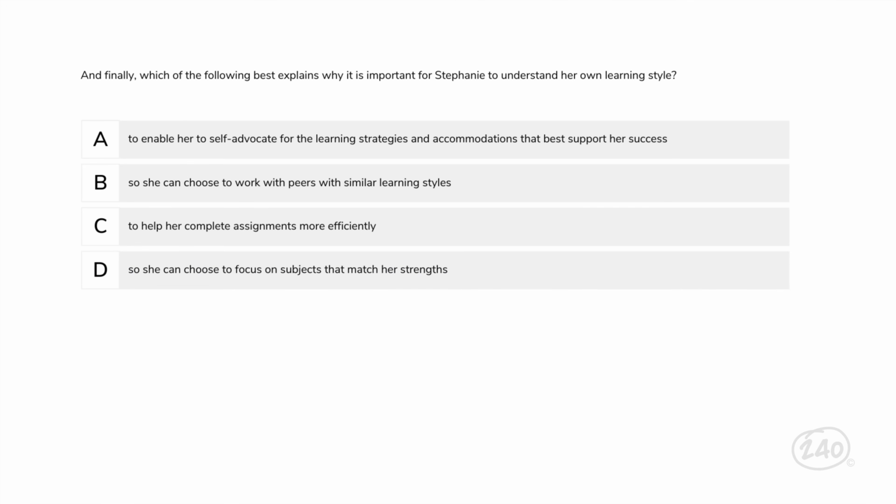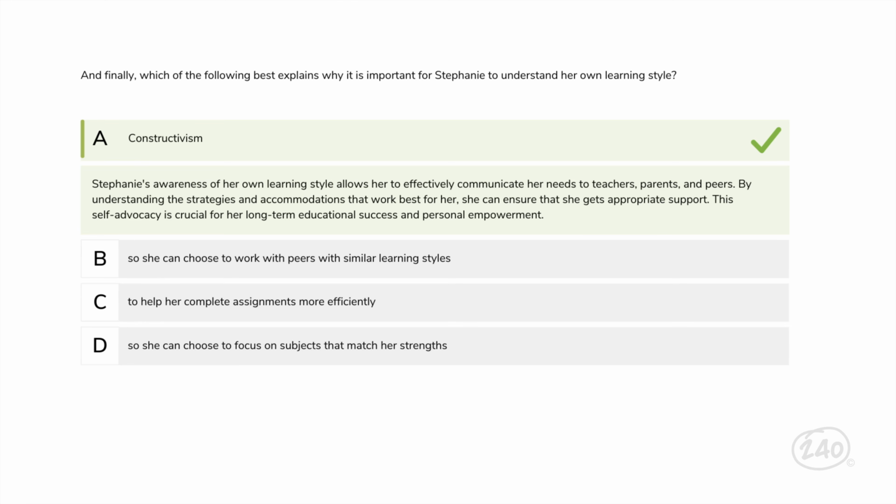And finally, which of the following best explains why it is important for Stephanie to understand her own learning style? A. To enable her to self-advocate for the learning strategies and accommodations that best support her success. B. So she can choose to work with peers with similar learning styles. C. To help her complete assignments more effectively. Or D. So she can choose to focus on subjects that match her strengths. The answer is A again.